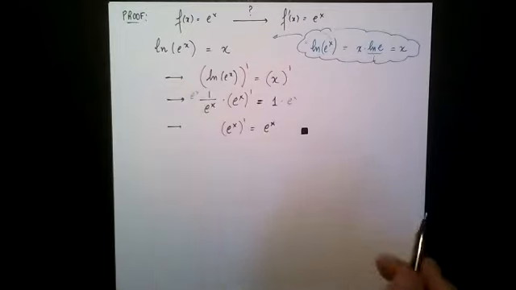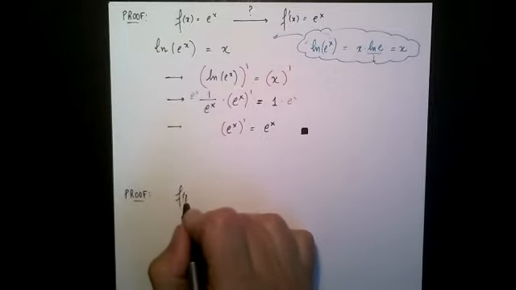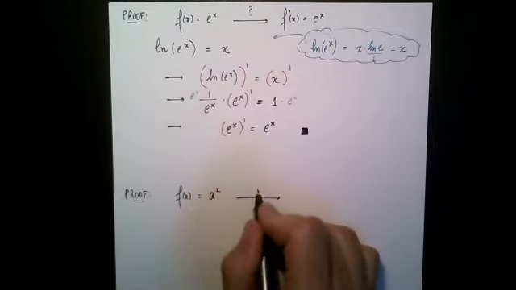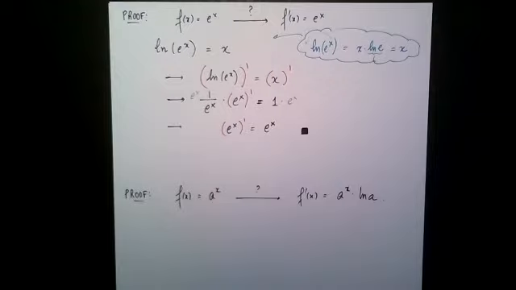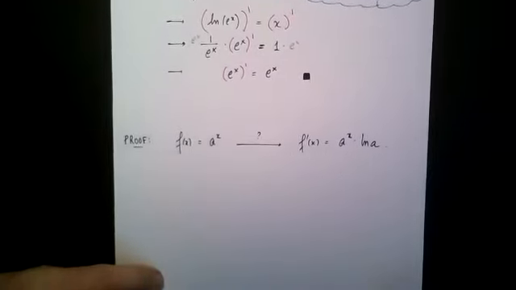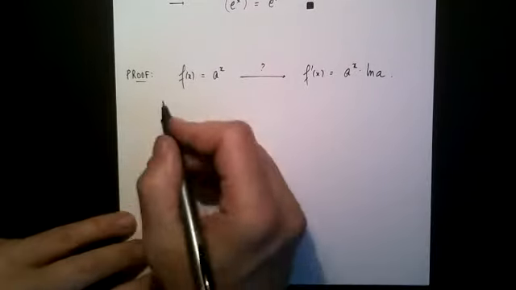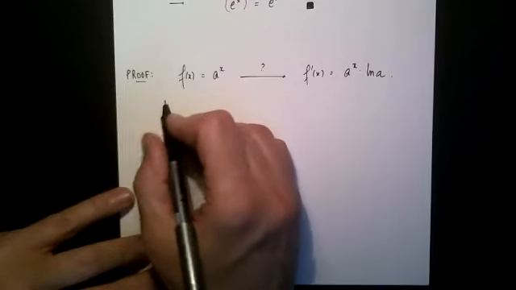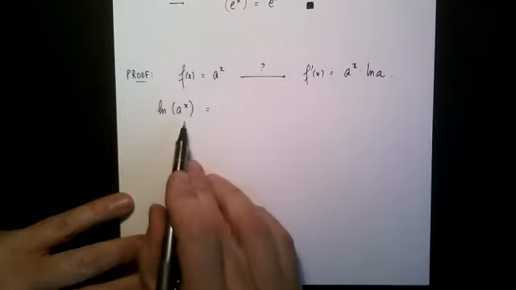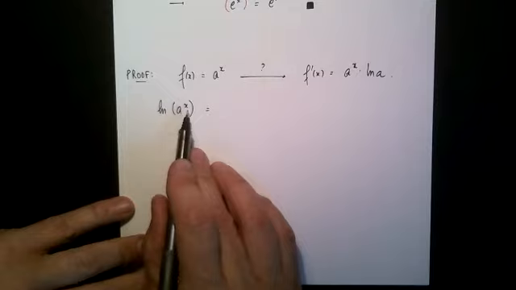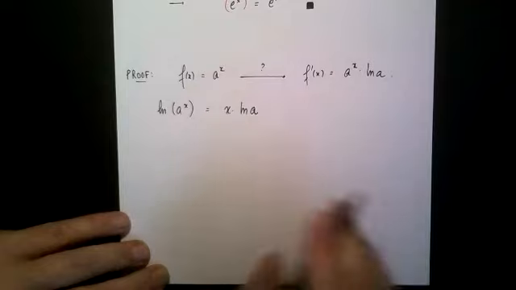Okay, last one. If f of x is equal to a to the x, then f prime will be a to the x times ln a. So again, I'm going to write something that I know. ln of a to the x is equal to what? I could bring the x in front, right? x times ln of a. Is that okay?